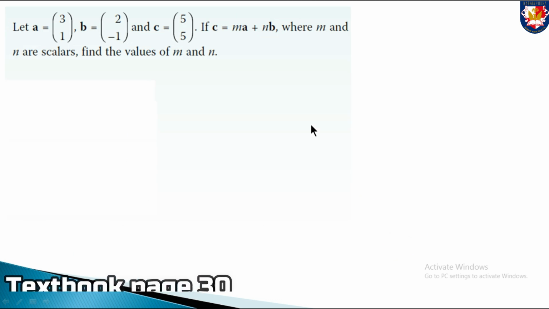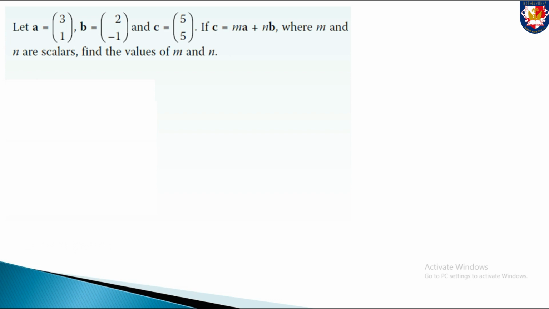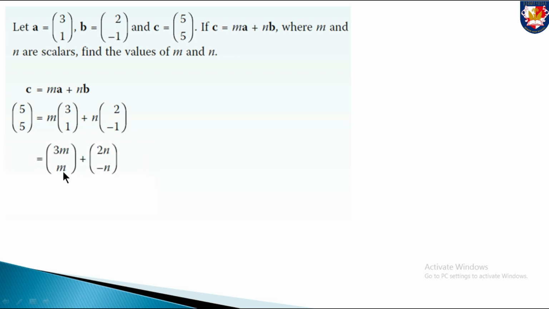Next example. Let vector a be (3, 1), vector b be (2, negative 1), and c be (5, 5). If c equals ma plus nb, where m and n are scalars, find the values of m and n. Okay, c equals ma plus nb. What is c? c is (5, 5), a is (3, 1), and b is (2, negative 1). You simply multiply m with these vectors and n with these vectors. You'll find that (3m, m) plus (2n, negative n), and then you'll find that vector (5, 5) equals (3m plus 2n, m minus n).